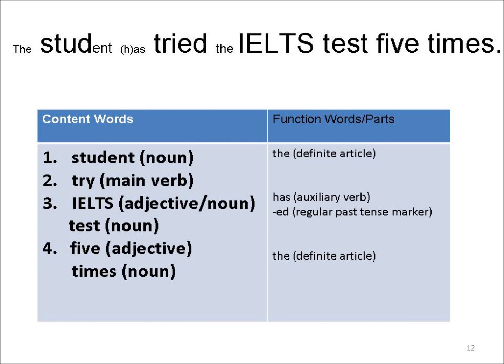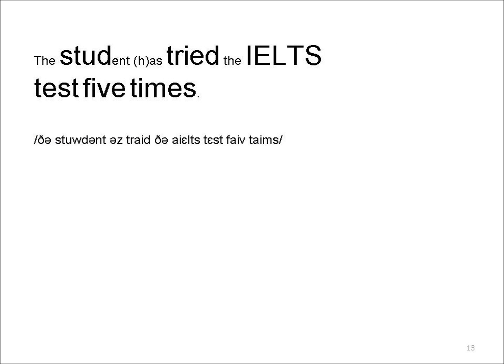So if you look back at our example, the student tried the IELTS test 5 times, we can see that we have there student, try, IELTS, test, 5 and times as content words in the sentence. They meet the criteria that we discussed, and they will have a stress on the stress syllable of each one. And we will reduce the other words that we have there. The definite article the, the auxiliary verb has, the ed past tense marker will be small, and the other definite article will also be reduced. Listen to me say the sentence again 5 times, and listen to how my voice peaks on the stress syllable of the content words and goes down on the function words.